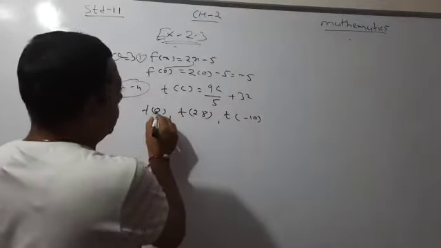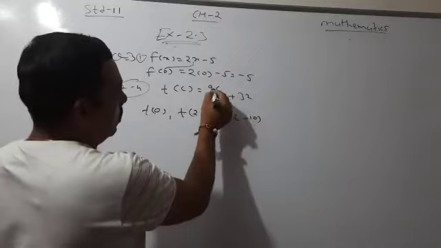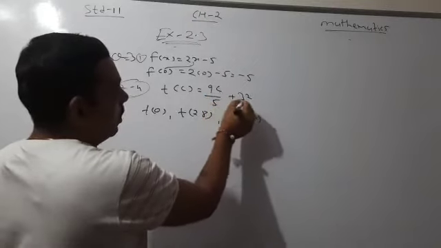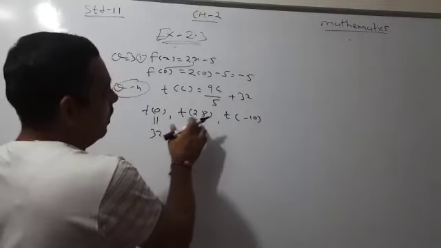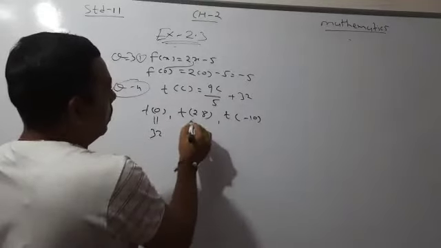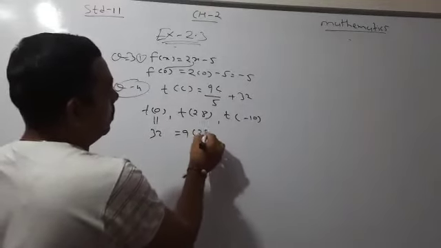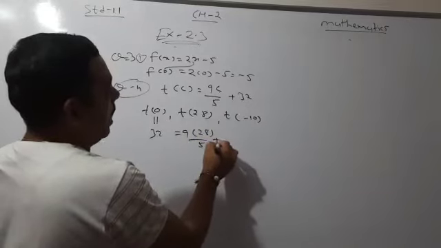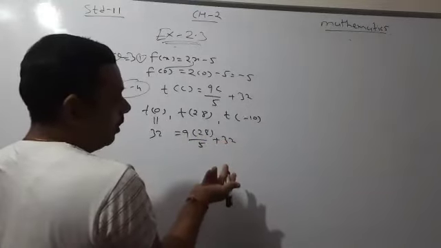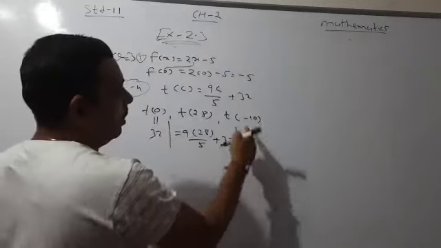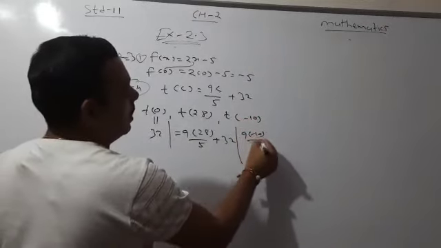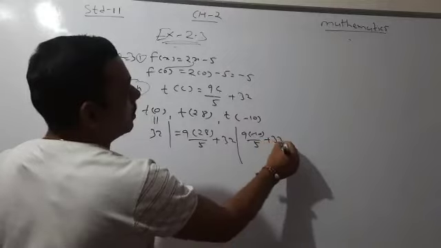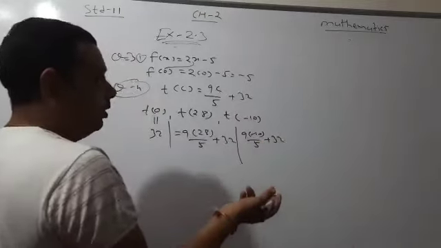Suppose I wish to find T(0), I have to put 0 here. So 9 into 0, 0 by 5 is 0. So only 32 is the answer. The answer of T(0) is 32. When we are talking about 28, your answer is 9 into 28 by 5 plus 32, that you can calculate with the help of a calculator. When we are talking about -10, we can say 9 into -10 upon 5 plus 32, that you can also calculate with the calculator.